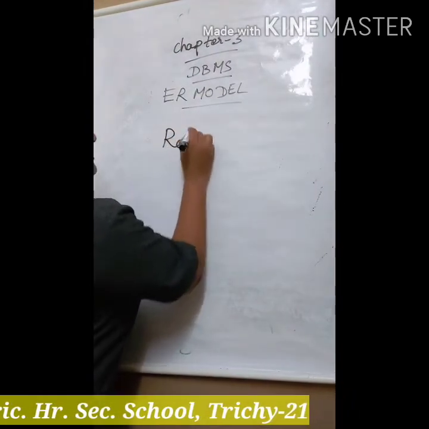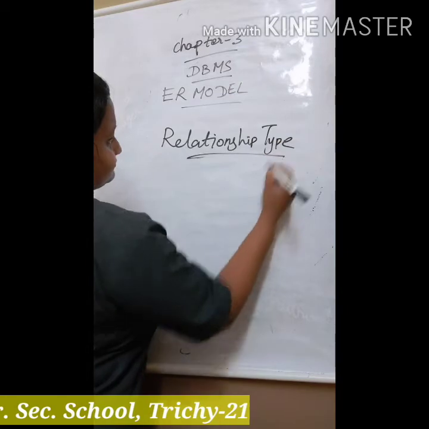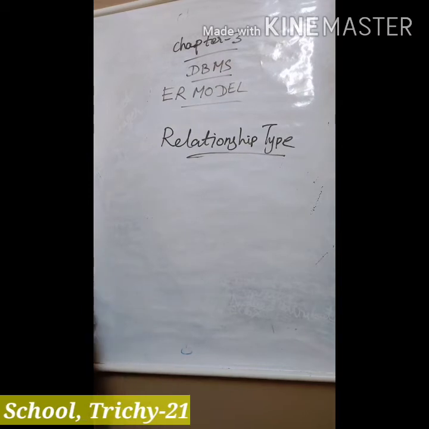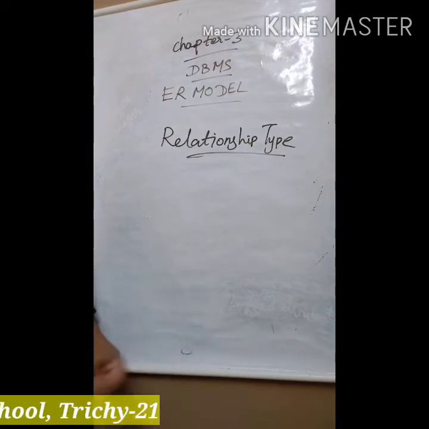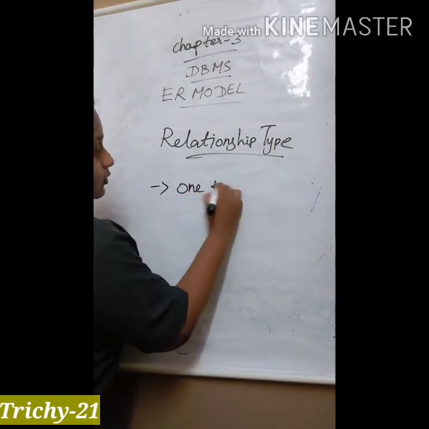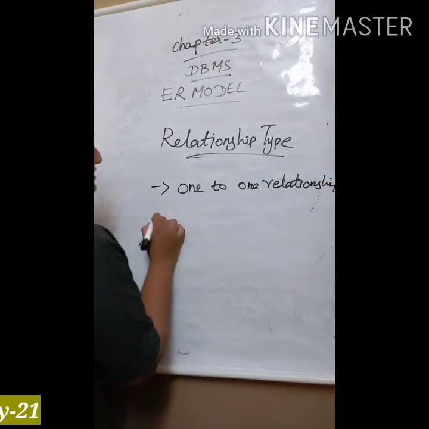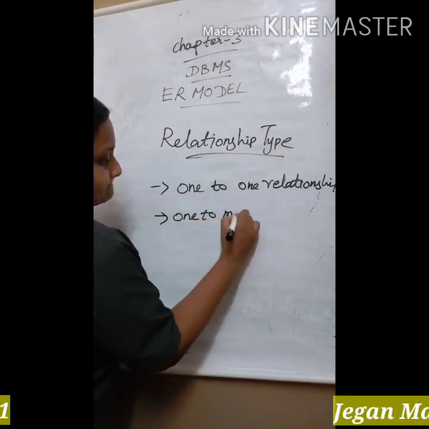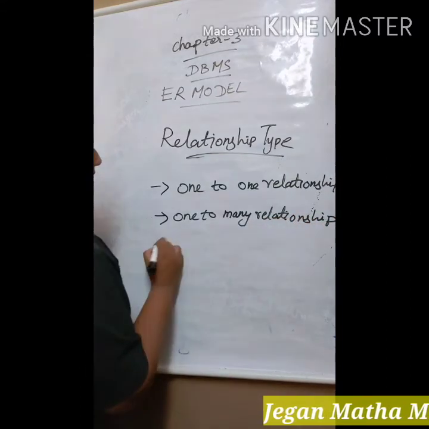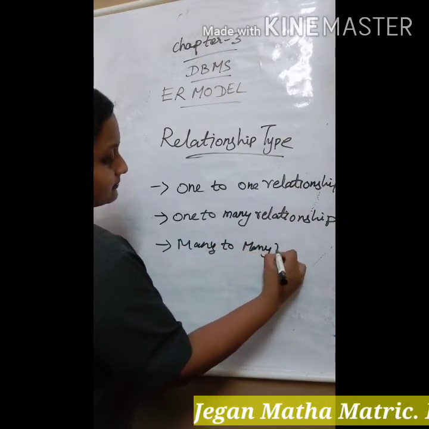The next one is relationship type. In the ER model, a relationship exists between two entities. Three types of relationships are available in the ER model. The first one is one-to-one relationship. The second one is one-to-many relationship. And the third one is many-to-many relationship.